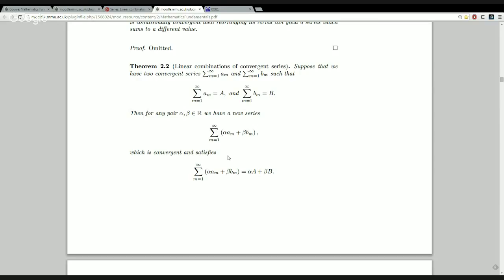Because this thing here, by definition, this is A. And this second limit by definition is B. Because what is capital A? Capital A is the sum of the A series, which by definition is the limit of the partial sums of the A series. And capital B, in the conditions in the theorem, is the limit of the B series. But by the definition of convergence for series, that is exactly the limit of the partial sums of the B series. Okay?